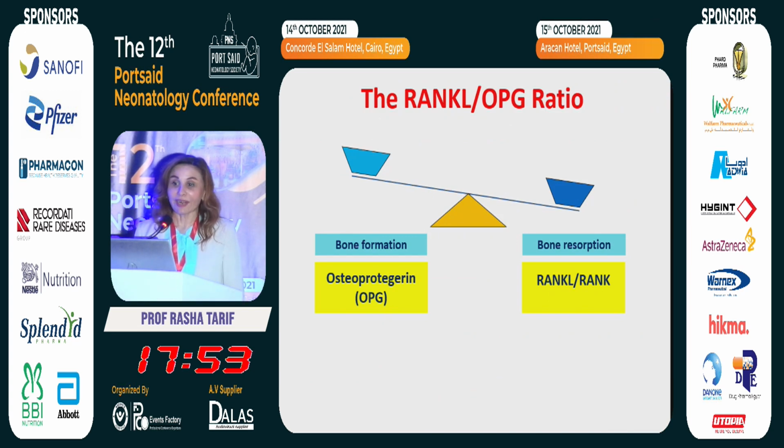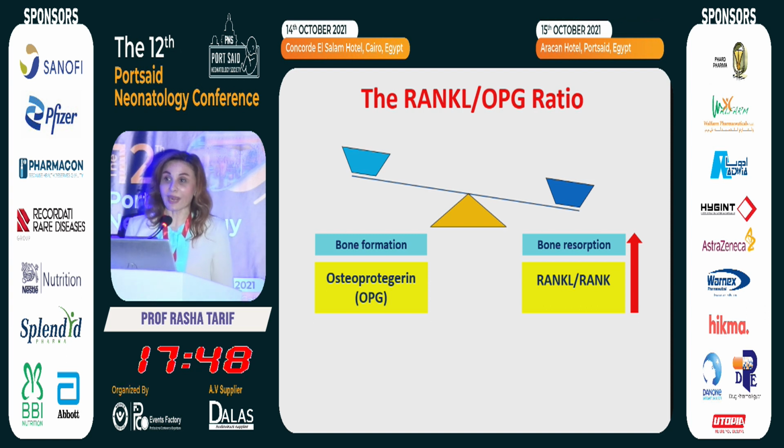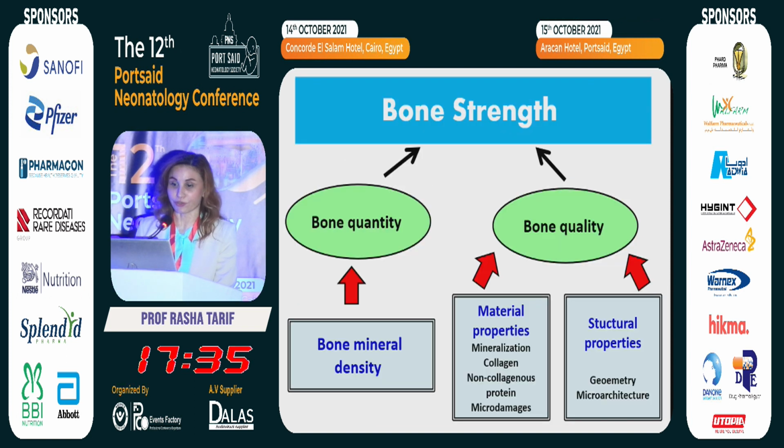So looking at the RANKL/OPG ratio, what happens is increased RANKL and RANK, bone resorption, and decreasing osteoprotegerin decreases the bone formation, and this will end up with osteoporosis and bone fractures.